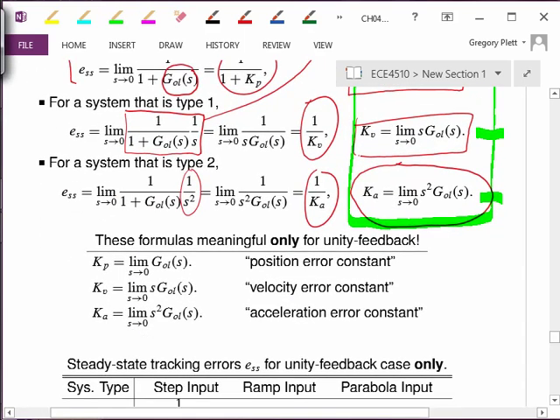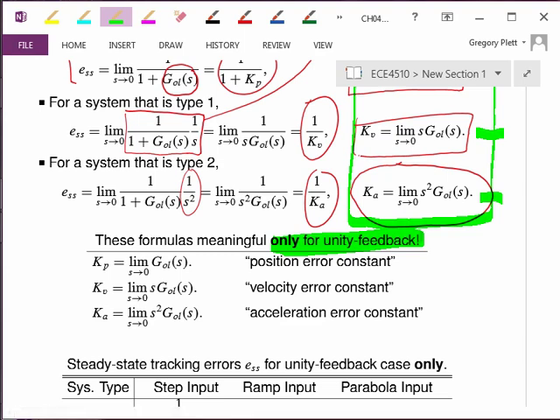So we have some formulas here, meaningful only for unity feedback. Again, please note this is a special case, and we have these three limiting cases that give us constants, which are the position, velocity, and acceleration error constants.